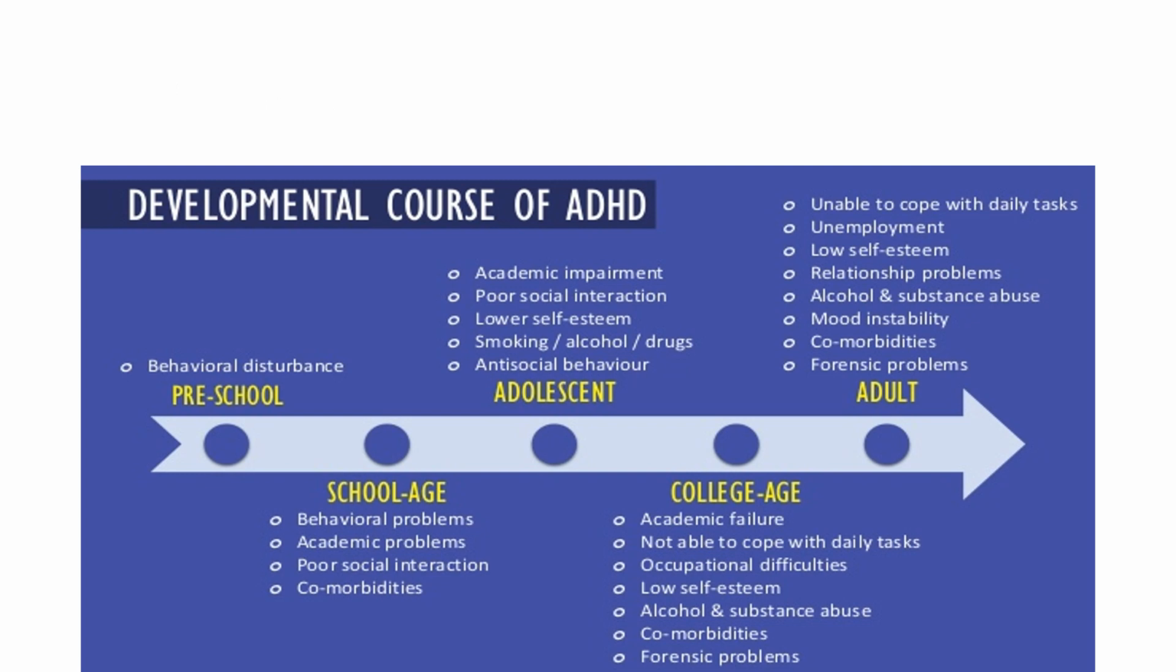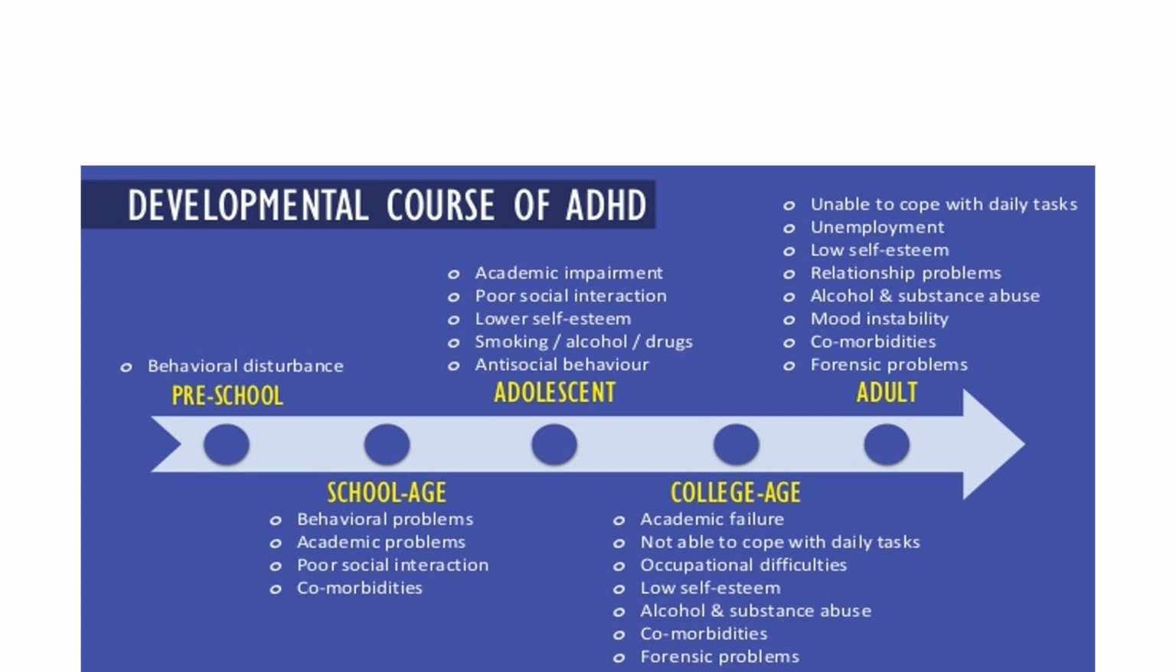Now, this is the developmental course of ADHD. In preschool, there are behavioral disturbances. One of the studies showed that you can't really diagnose ADHD before the child turns at least 6 years of age, which is why they start from preschool itself. At school age: behavioral problems, academic problems, poor social interaction, comorbidities. As the child progresses to adolescence: academic impairment, poor social interaction again, low self-esteem.